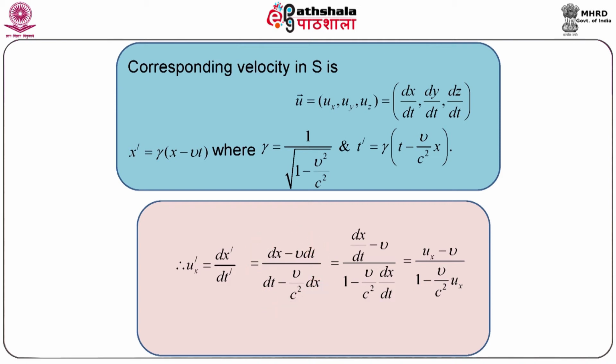Please note that v is uniform, c is also uniform. So, this is again a constant. Dividing numerator and denominator by dt, we get this result. dx/dt is u_x. We have just substituted this and get this result.